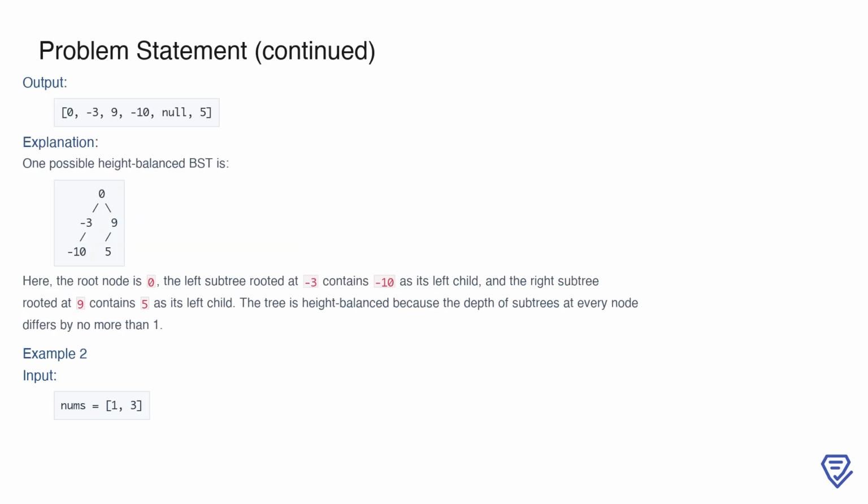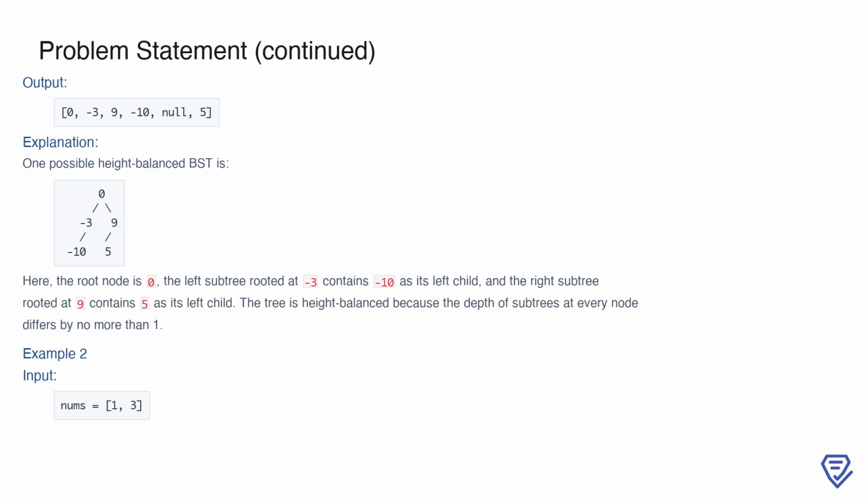For the first example, the input array is -10, -3, 0, 5, 9. One possible height-balanced BST that can be constructed is shown here. The root node of the tree is 0, which is selected to ensure the tree remains balanced. The left subtree of the root is rooted at -3, and it contains -10 as its left child. On the right side, the subtree is rooted at 9, which has 5 as its left child.